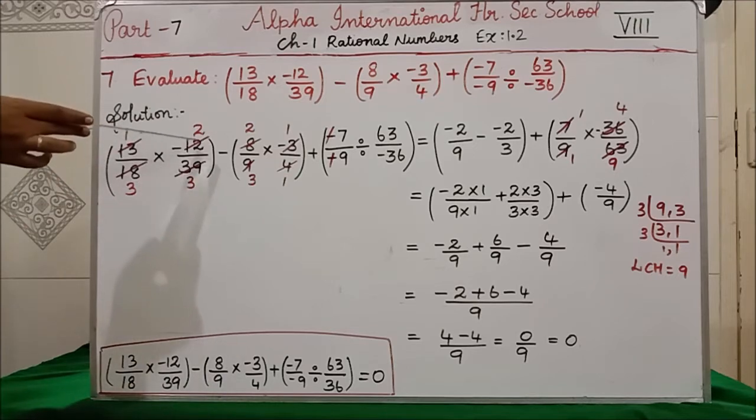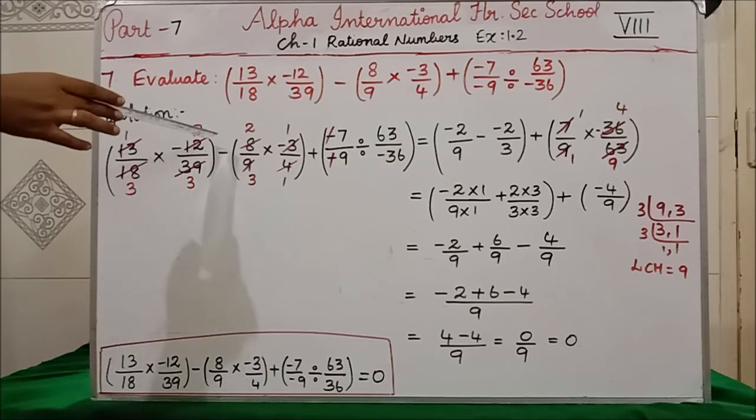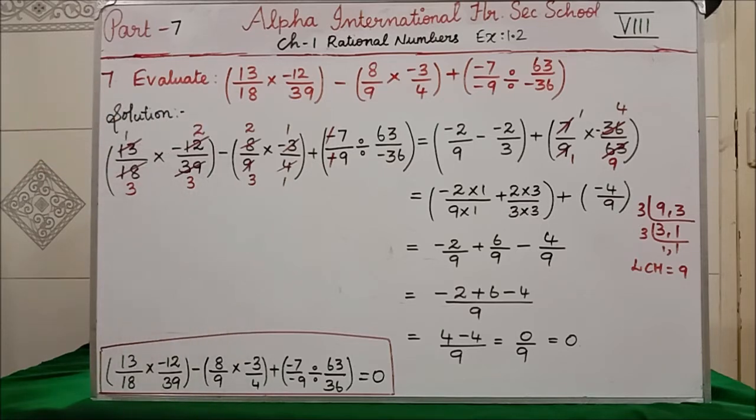Clear? Here we are having 12 and 18. If you cancel 12 and 18, both will go in the 6 table. So in the 6 table, 12 comes how many times? 2 times. In the 6 table, 18 comes how many times? 3 times. Students, only if you are having a multiply sign in between, you are able to cancel the numerator and denominator.